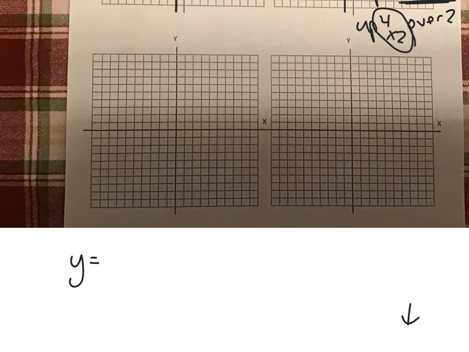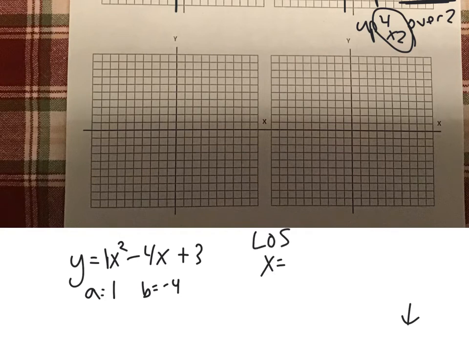All right, so let's go y equals x squared minus 4x, and then let's go plus 3, just for giggles. All right, so a this time is 1, because there's a 1 here, right? And b is negative 4. So now my line of symmetry is x equals negative b over 2a. Well, the negative b, since this guy's already negative, that's going to be positive 4. And then 2 times 1 is 2, so 4 over 2 is 2.